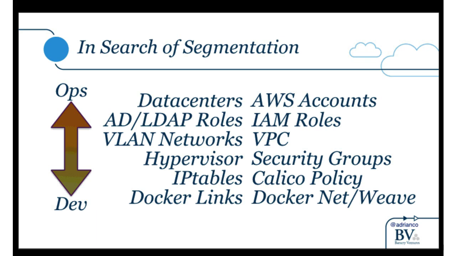But what we have now is a growing movement to developer-driven infrastructure. So your Docker links aren't just within one machine. You're now using Docker Net to create a network, so you're creating the network layer directly from Docker, or you're using an overlay network like Weave, which lets you do things like multicast and other advanced networking that are hard to do otherwise. You control IP tables globally using something like Calico, which has a policy framework for controlling that level of the network. Instead of managing hypervisors directly, you're using security groups to control security at the cloud level. You're using Amazon VPC, which is programmed by the developer, or perhaps by operations, but it's under software control. And you're using clouds with IAM roles, identity and access management roles, to manage who can do what. And you're splitting things into AWS accounts rather than data centers.